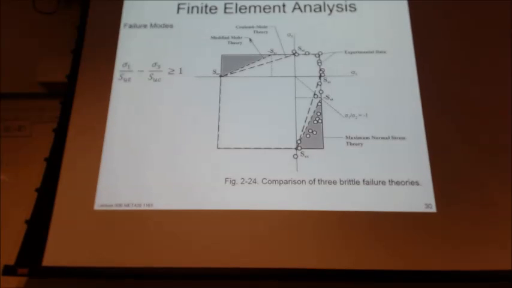When we're dealing with brittle failure theory, we're looking at the max normal, Coulomb's, or modified Mohr's, and they're defined by those graphs. And most of the properties are for compression, which is where brittle materials work better.